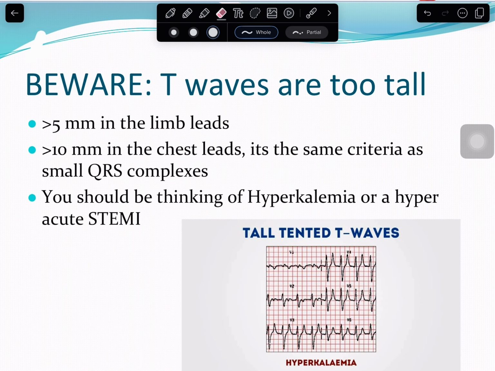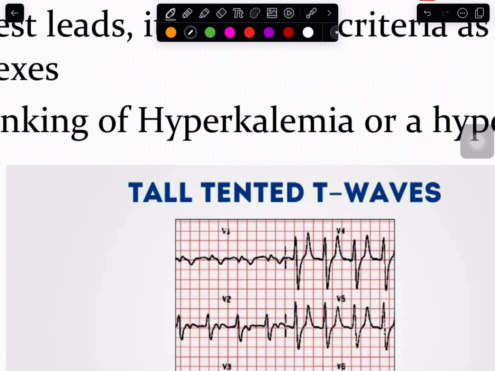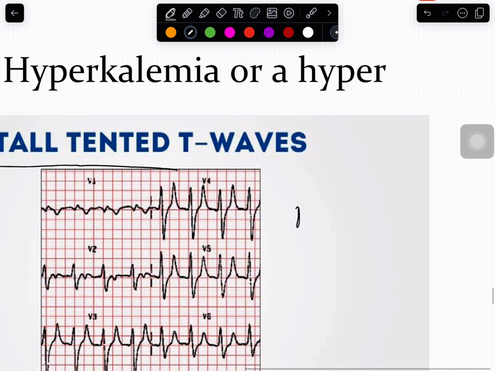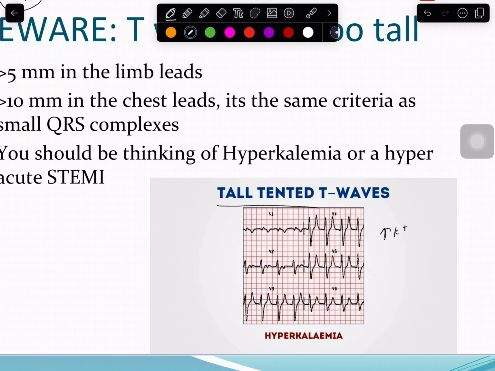Another topic that they can ask you for viva and last case: T waves that are too tall. That means greater than 5 mm in limb leads and greater than 10 mm in chest leads, and it's the same criteria as small QRS complex. So whenever T is really tall, or we call it tented T waves, then you have to think about increased potassium, hyperkalemia. That is a fatal electrolyte imbalance in our body.